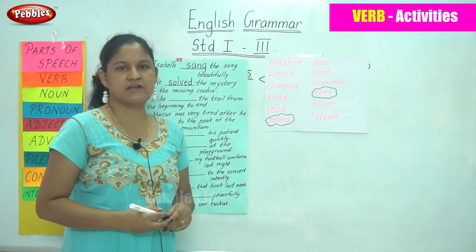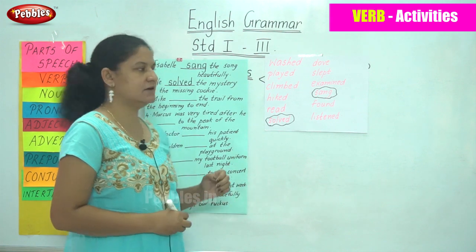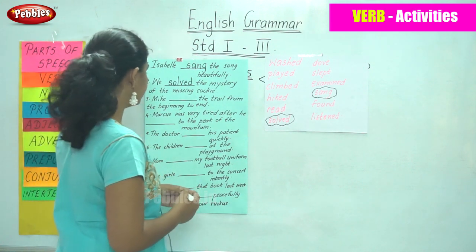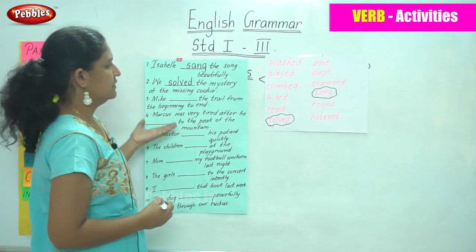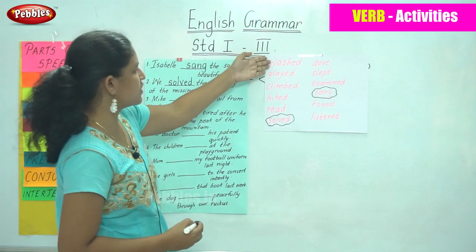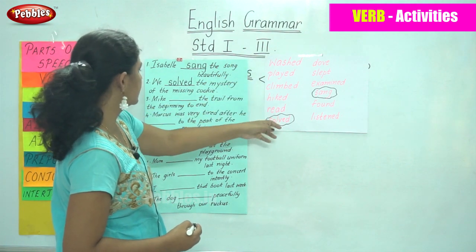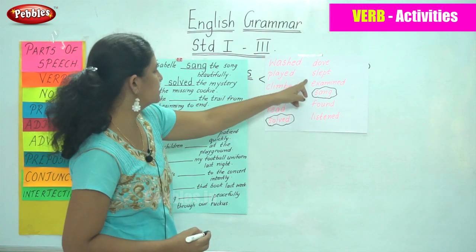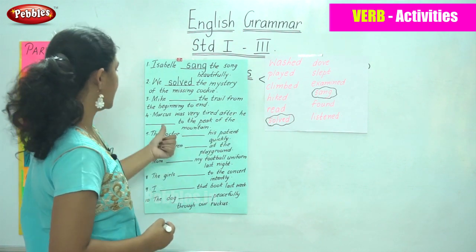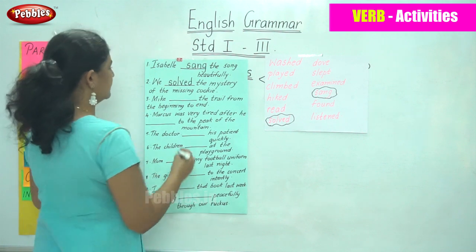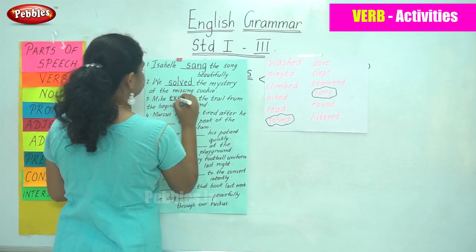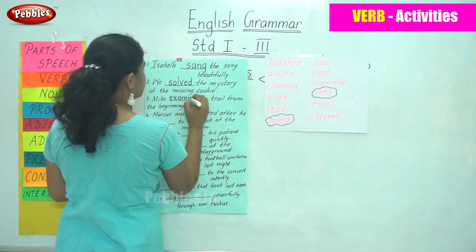In the next sentence we have, Mike dash the trail from the beginning to end. So a trail is a pathway, so we have to check. So Mike examined the trail, or Mike read the trail, or Mike. So we have the words washed, played, climbed, hiked, read, dove, slept, examined, found, and listened. So we have the word examine the trail from the beginning to end. So the word examined. So we write the word examined.